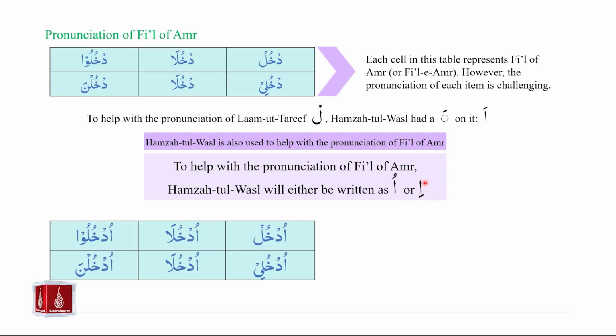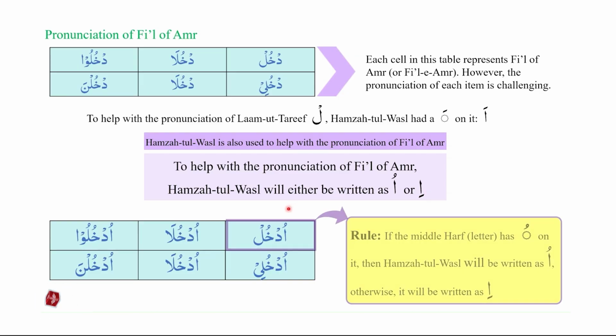Now one can ask the question, why did we pick this hamzatul wasl with the pesh on it rather than this hamzatul wasl with the zair under it? Why are we saying udkhul and not idkhul? Why are we saying udkhula and not idkhula? We have to note one rule. If the middle harf, the middle letter, has a pesh on it, such as in this case, then hamzatul wasl will be written like this, hamza with the pesh on it. Otherwise, it will be written as hamza with zair underneath it.